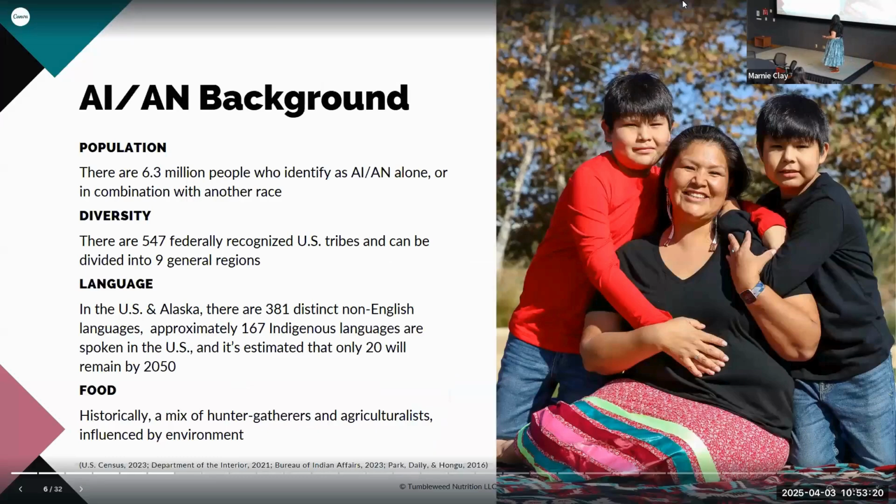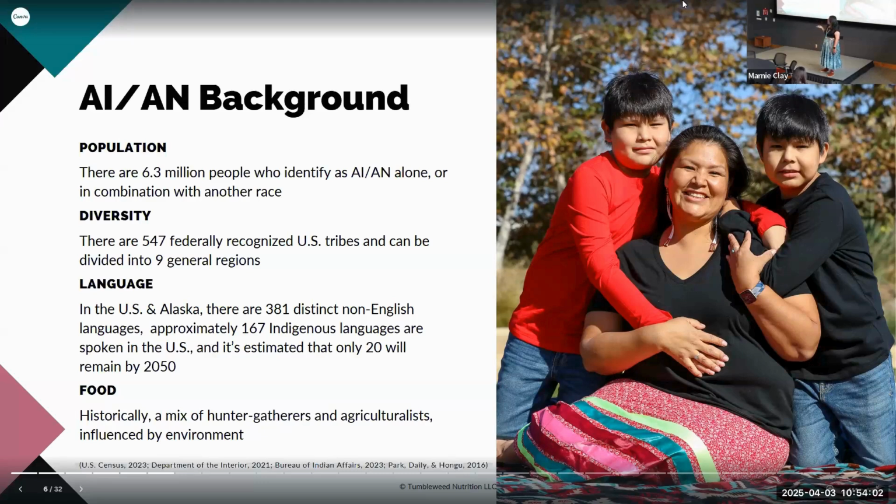All right, so let's get into it. Just some background statistics about Native communities, to set the context. Population: there are about 6.3 million people who identify as Native, and if you understand blood quantum, that includes all blood quantums. Diversity: there are 547 federally recognized tribes, divided into 9 general regions. We're in the Southwest region, bordering on the Plains region. There's also the Northwest region, the California region, Southeast, Northeast, and Alaska Native as well.